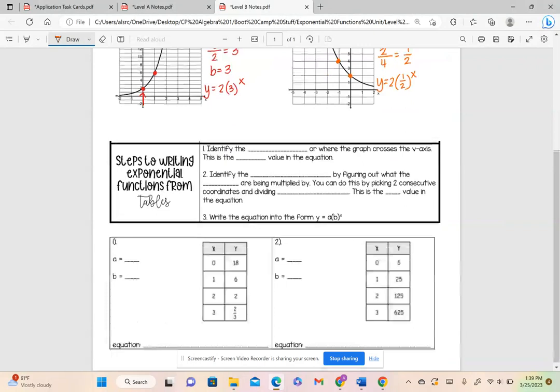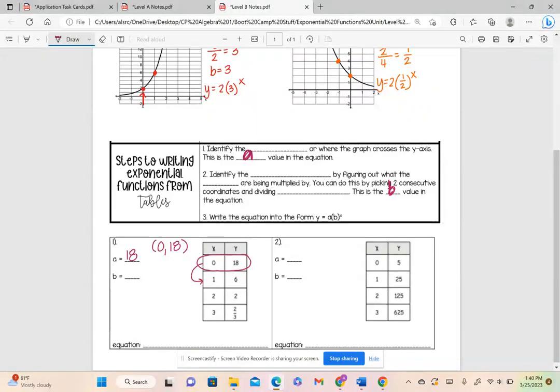Same thing off of a table. Find your y-intercept. You're going to find your y-intercept by figuring out where x is 0. That's your a value. And then you're going to find that base again by picking those consecutive ones, and that is your b value. So if I look here, I want to look for my y-intercept first. I want to look where x equals 0. Luckily, I have it. So that's (0, 18). Since that's my y-intercept, I know my 18 is my a.